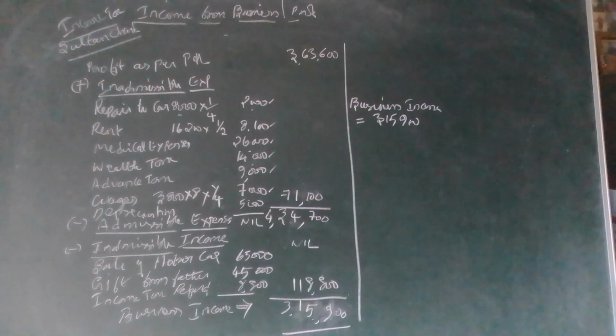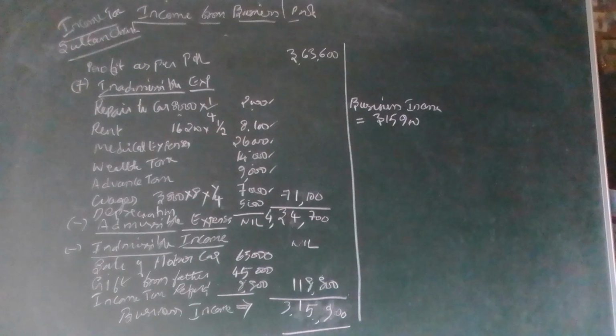Then another item is wealth tax. You know very well that except sales tax and GST, all other taxes are inadmissible. So wealth tax of 14,000 is an inadmissible expense. Another one, general expenses, is eligible.